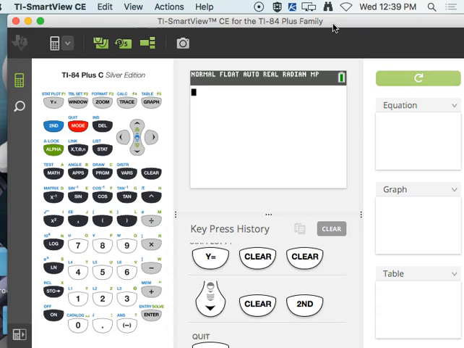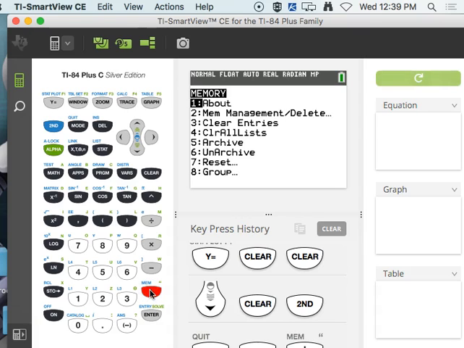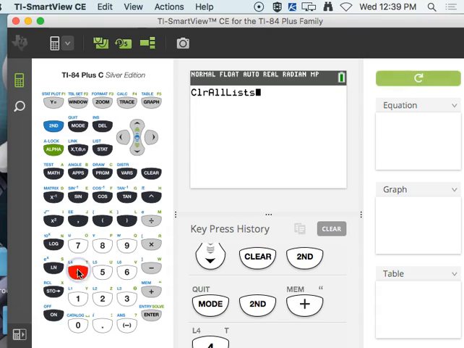So, first things first. We may have some old lists in our calculator that are in the way, and we don't want those. So the easiest way to get rid of all of them at once is to hit second and then the plus key. And notice number 4 is clear all the lists. Now when we hit enter, that's going to take every piece of data that we have in there out. And it tells us it's done.